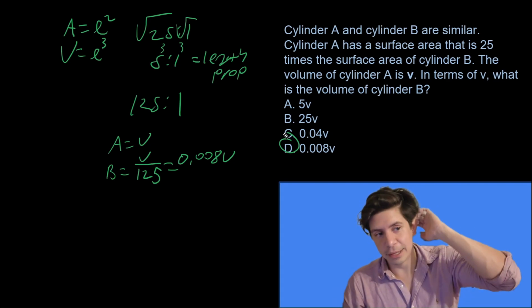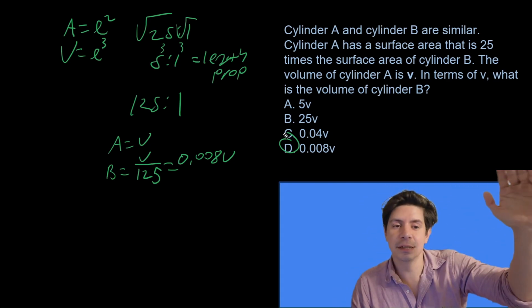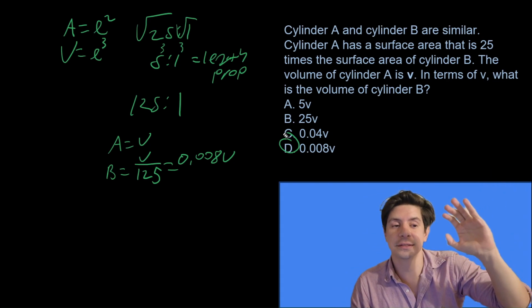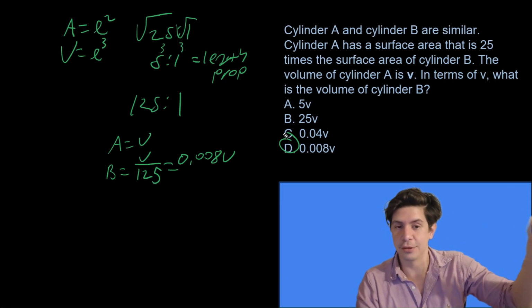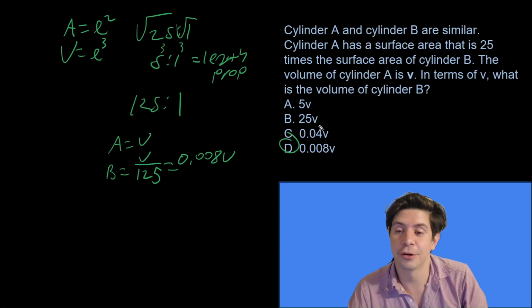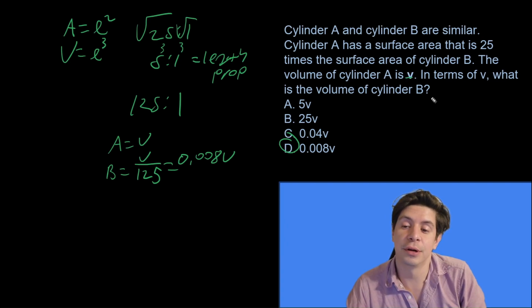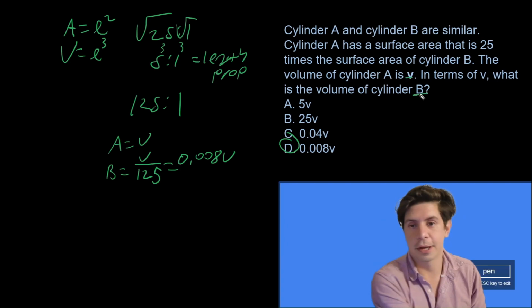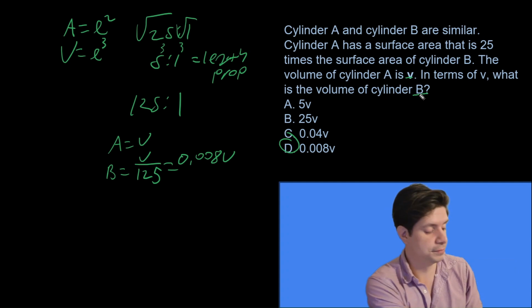But it's all about converting from area to proportions of lengths to proportions of volume, okay? In 3 steps like that. Boom, boom, boom. And just remember you're converting this bigger one into the smaller one. Okay, now we'll go on to the next one.